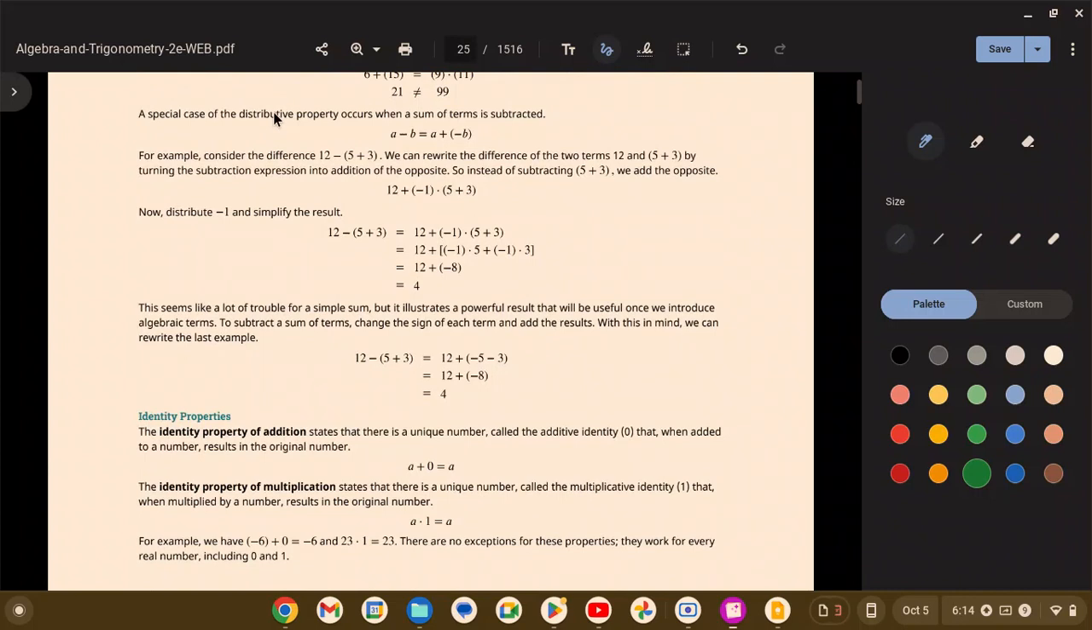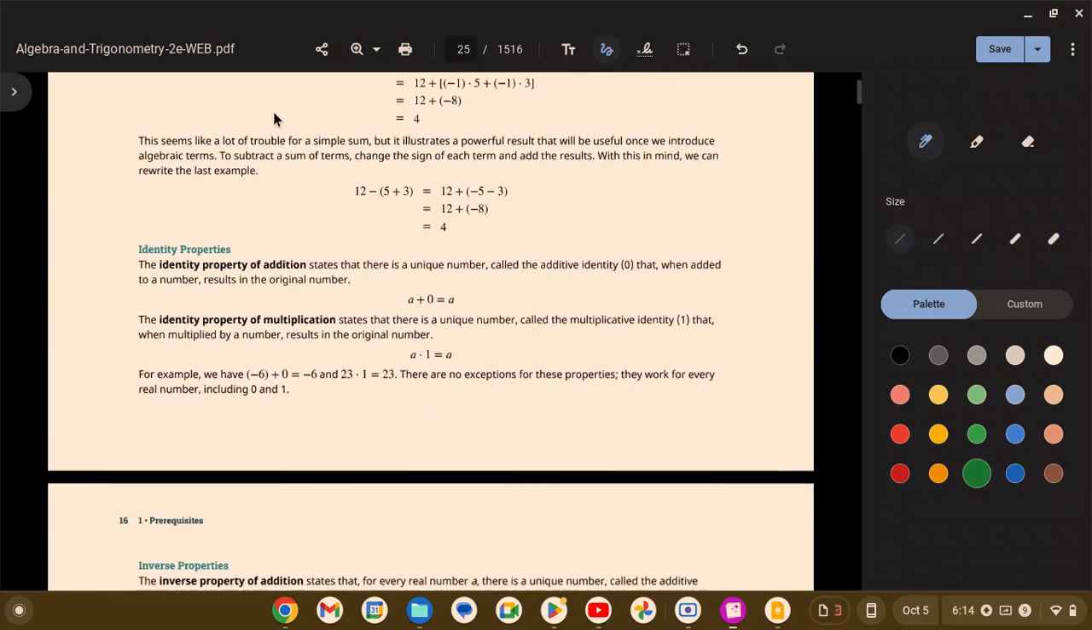To subtract a sum of terms, change the sign of each term and add the results. With this in mind, we can rewrite the last example. 12 minus (5 plus 3) equals 12 plus negative 5 minus 3, which equals 12 plus negative 8, which equals 4.